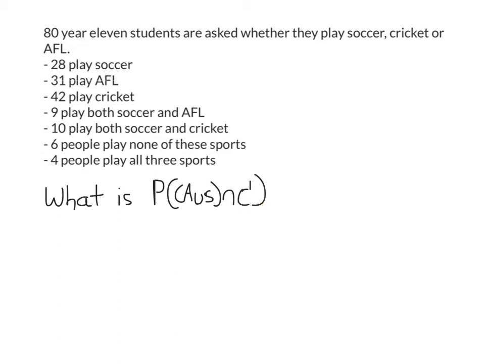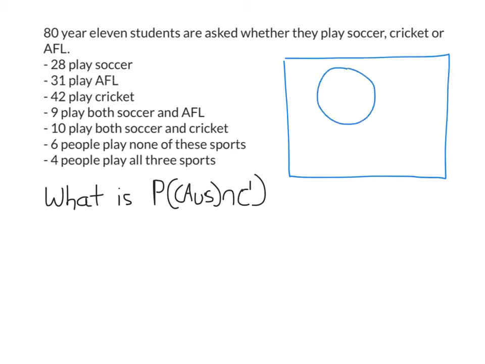So this is saying the probability a student selected at random plays AFL or soccer and not cricket. So we're going to display this information to make this calculation easier. Now, we're given information about 3 sets, soccer, AFL, and cricket. Because we have 3 sets, a two-way table would not be appropriate here. Instead, we're going to draw a 3-way Venn diagram. I know you've seen these before.